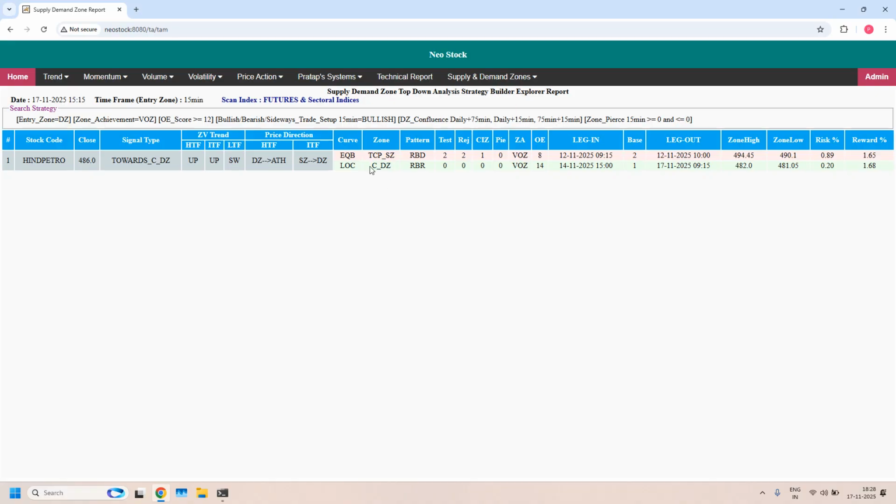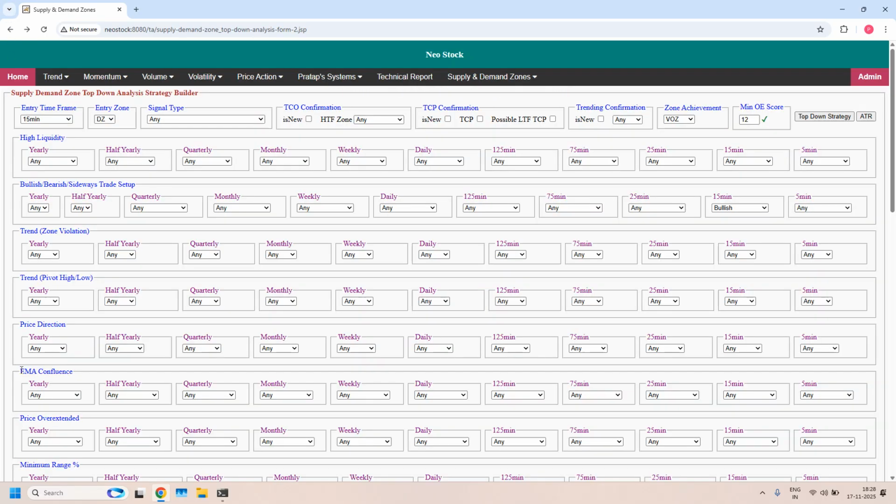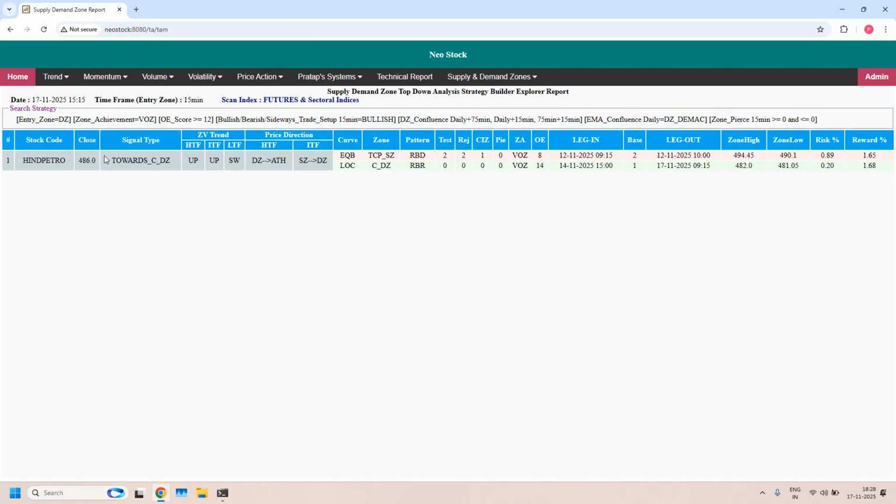daily demand zone. So let us check, because the daily trend is up, let us apply the second filter, that is EMA confluence at a daily demand zone with daily EMA confluence. So we got the stock. So this 15 minutes demand zone might be having more high probability to get success, provided less than 20 checklist items are satisfied, otherwise higher chances of zone violation. So this is a bullish trade setup for daily income trade.